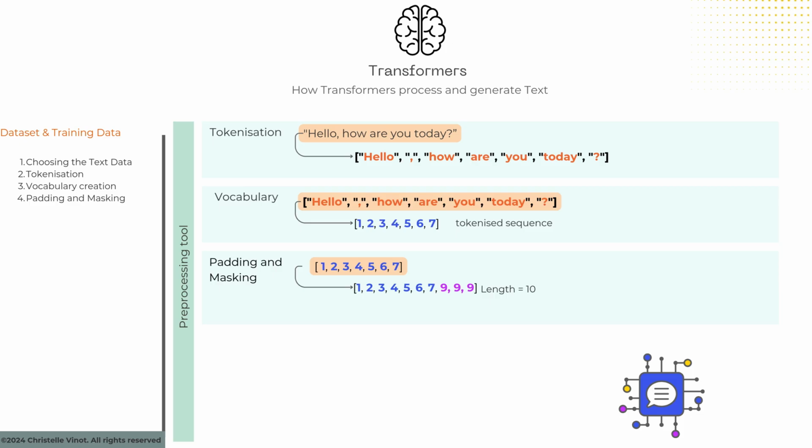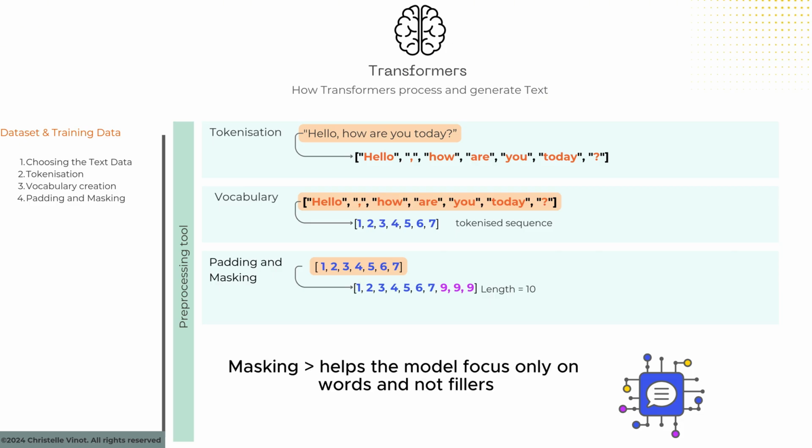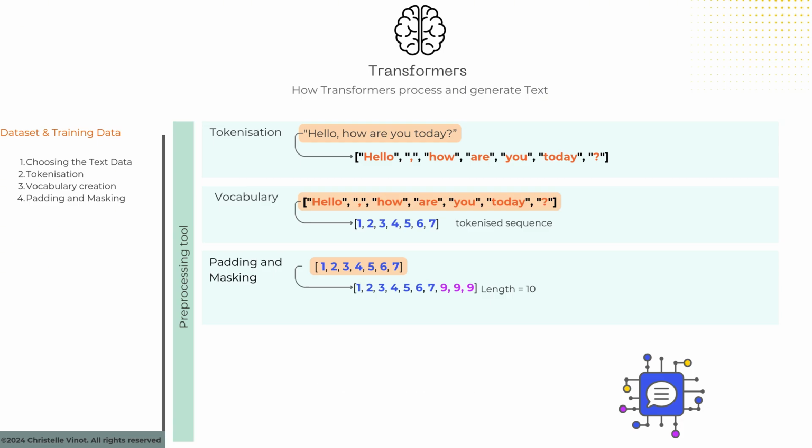Masking is then applied to help the model focus only on the actual content and ignore the padding tokens that don't carry any meaning. For example, the mask might look like this. 1 represents real tokens and 0 represents padding tokens, which the model will ignore during processing.